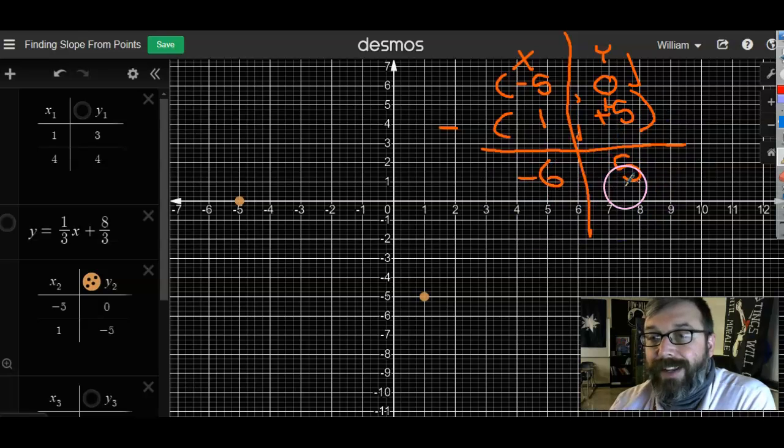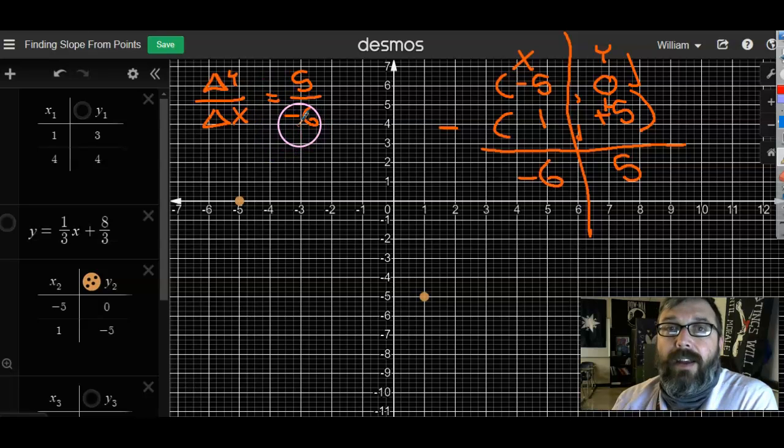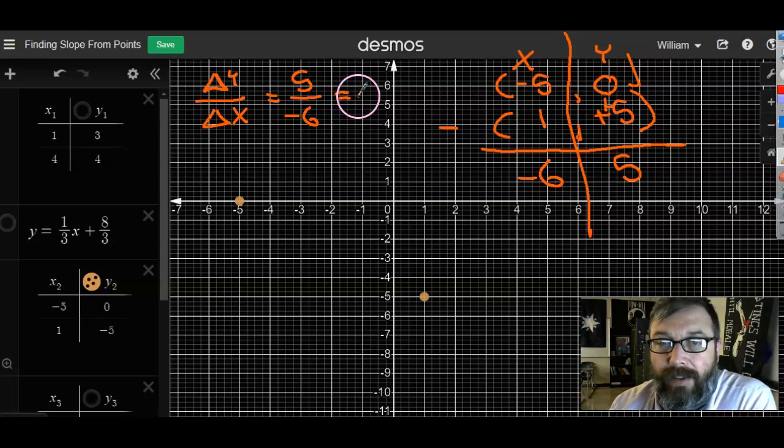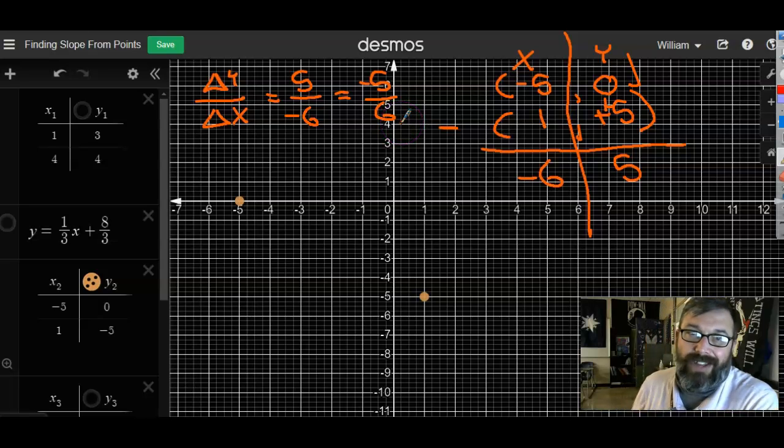So if I put these together, I have my change in y over change in x. So my y is on top, 5 over -6. Now, I want you to know something. This negative, we could easily move it to the top. And most of the time, you would prefer it in the top, and that's just the way it's presented. It's more natural. It just is what it is.